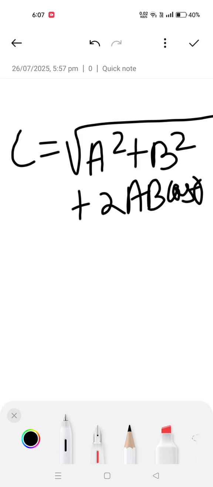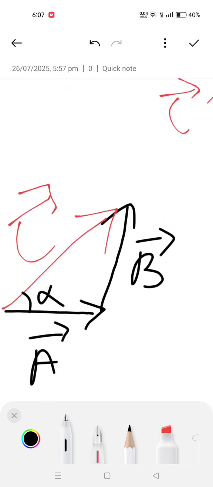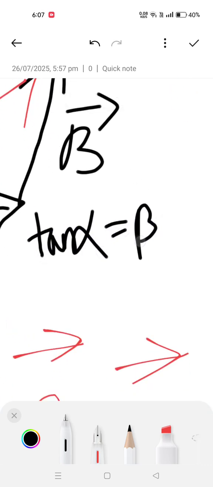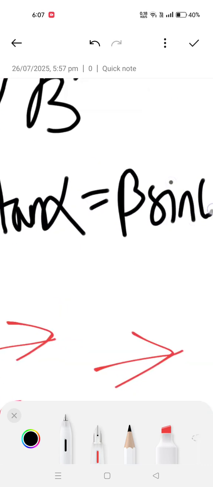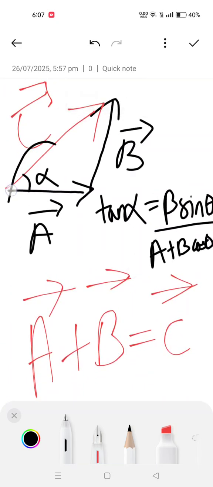Okay, so as I already showed you in this diagram, supposing this is alpha, we can write tan alpha is equal to b sin theta by a plus b cos theta.